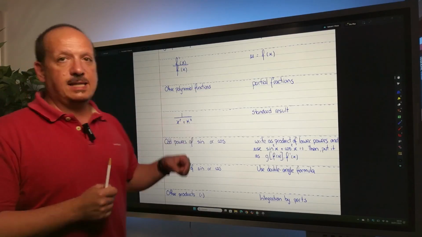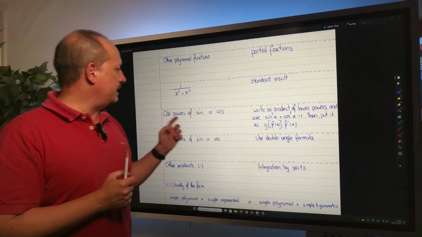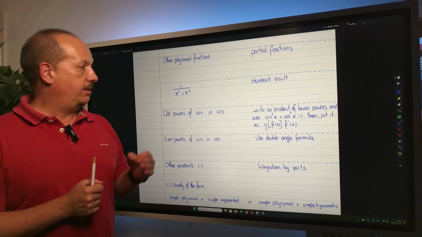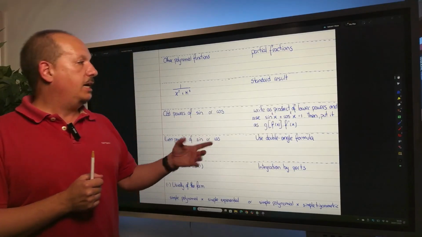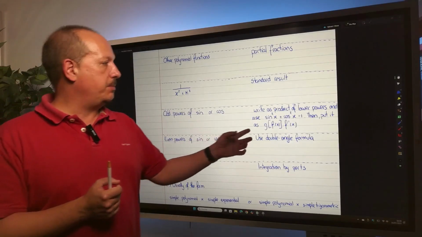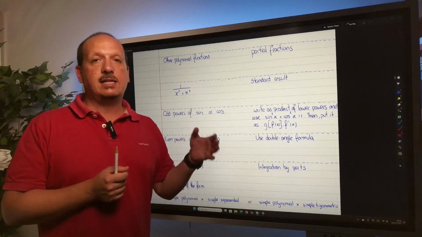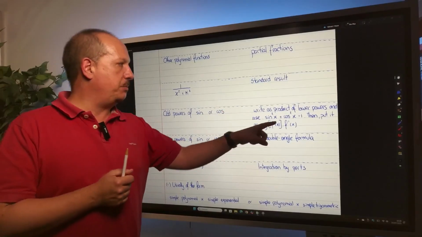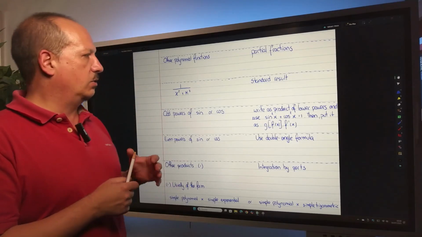Now, I didn't mention this in the previous lessons, but I'll do that now. Imagine that you have a function that contains odd powers of sine or cosine. What do you do there? Well, you can write these as a product of lower powers and then use this identity. Eventually, you will end up with something that can be put into this category. So, for example, sine cubed of x, you can write as sine of x times sine squared of x, and then the sine squared of x can be transformed into 1 minus cosine squared of x. Something along those lines.